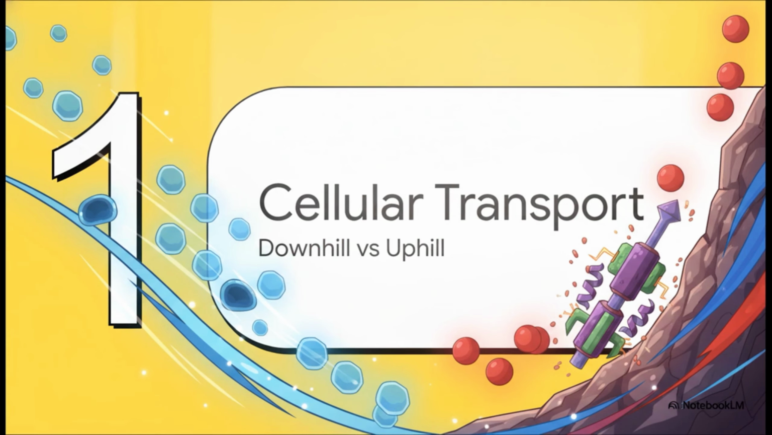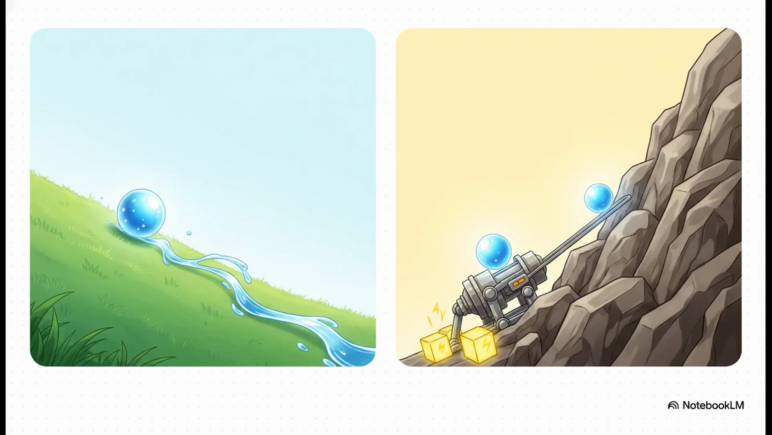Okay, starting off with part 1, downhill versus uphill transport, the battle of cellular energy. To really understand this, we need to compare two fundamentally different ways molecules move inside our bodies. On one side, you have passive transport. Think of this as a downhill process. Molecules just naturally flow from an area of high concentration to an area of low concentration. It's totally free, it doesn't take any energy, it's literally just like a ball rolling down a hill.